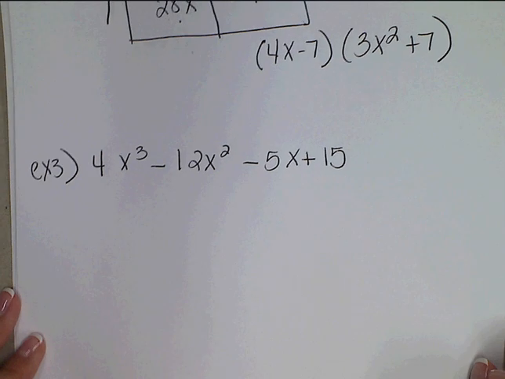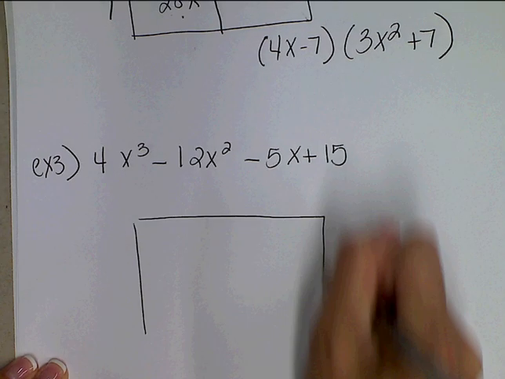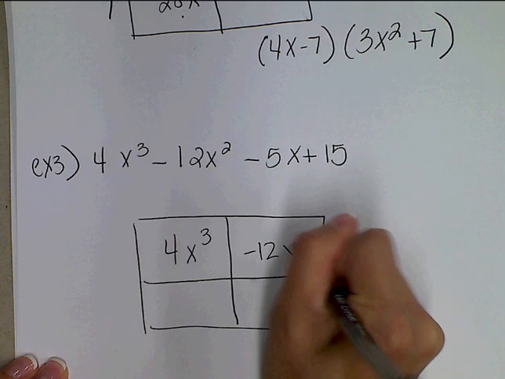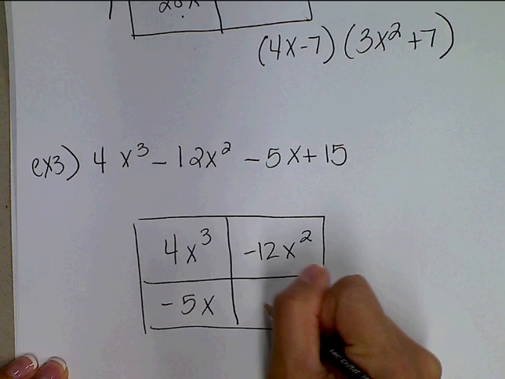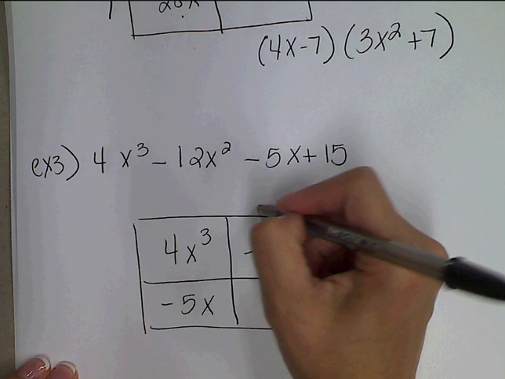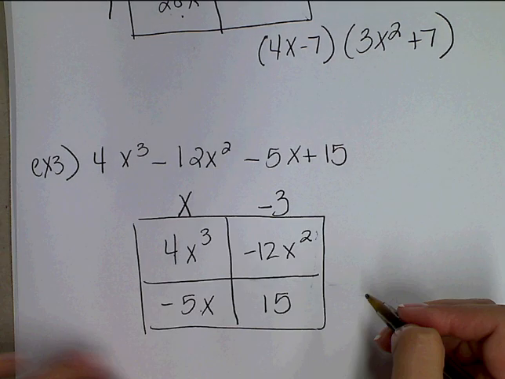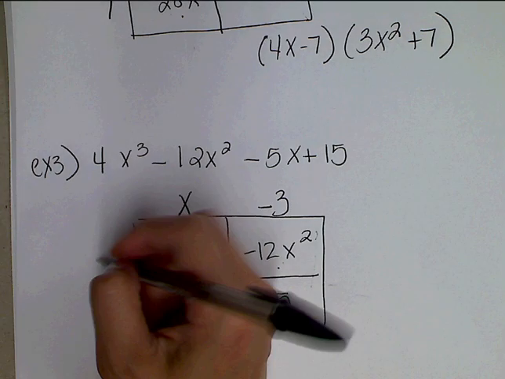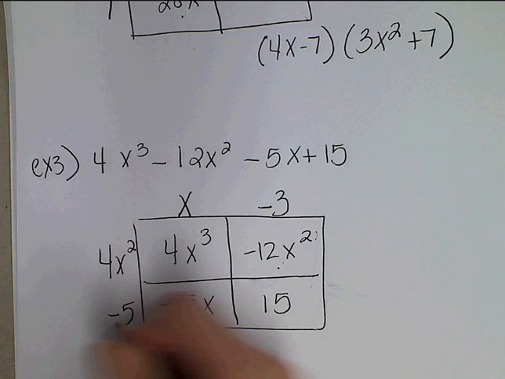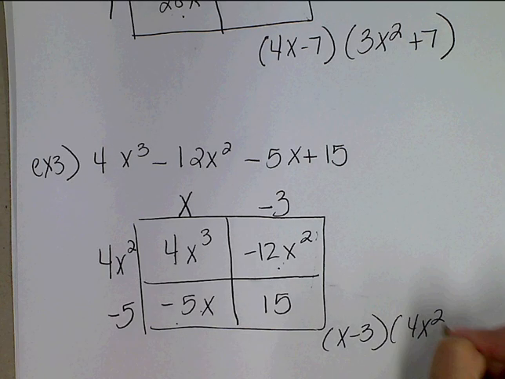Okay, so go ahead and try this example 3. We make our box, put them in order. GCF of these 2 boxes would be negative 3. GCF of these 2 boxes, just an x. GCF of these 2 boxes, 4x squared. GCF of these 2 boxes, negative 5. So final answer, x minus 3 and 4x squared minus 5.